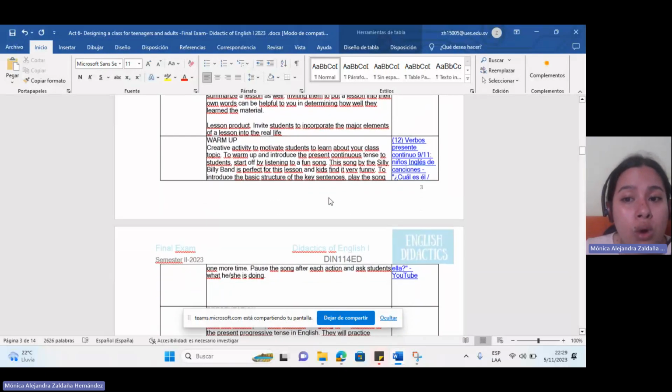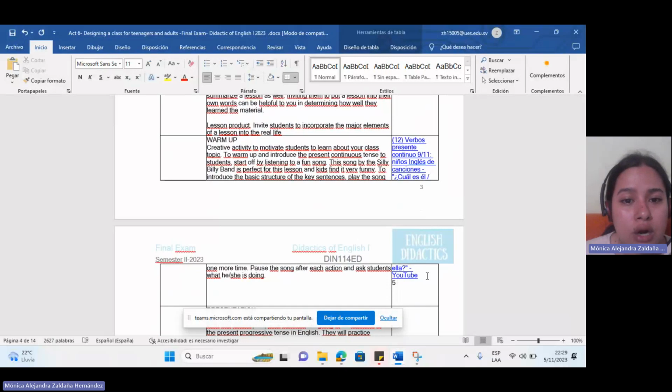And for the warm-up, I will play them a song, and this can take around 5 minutes, and create an activity to motivate students to learn about my class topic. They warm up and are introduced to the present continuous tense.